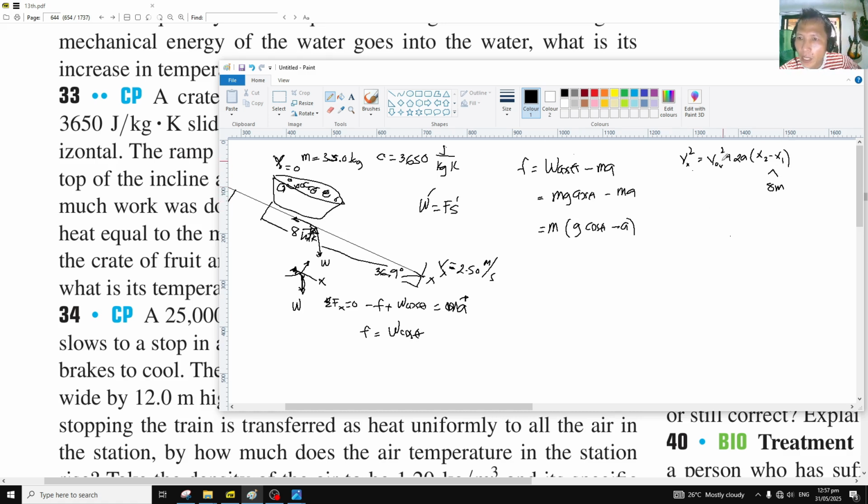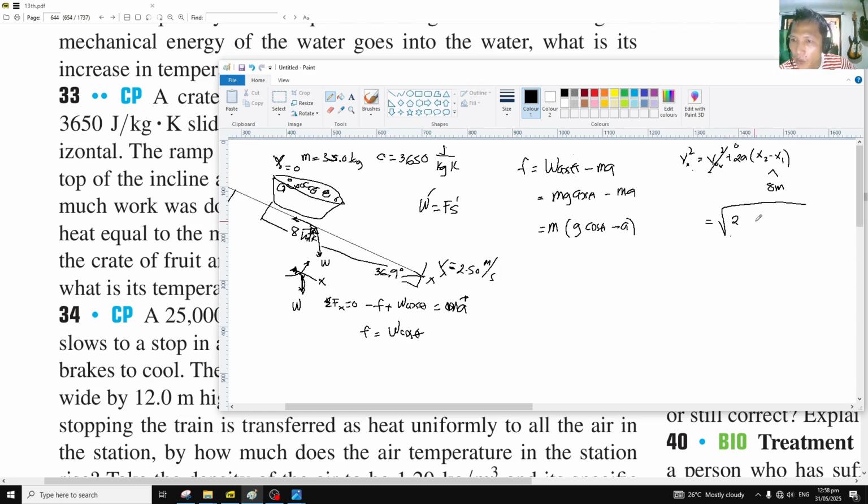Okay? Then our V0 is 0. Vx average over 2, that's right. I think this is already correct, because this is meters per second squared times meters, giving meters per second squared. Okay, this is already correct.